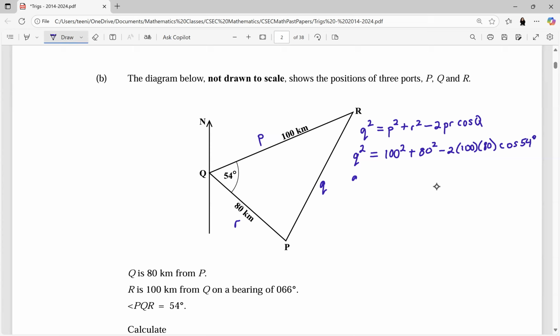Right, and as I said, you can type that whole line into your calculators. So 100 squared plus 80 squared minus 2 times 100 times 80 by cos of 54. So tell me what you get when you type all of that into your calculator, guys. Anyone tell me what it is? Take your time.